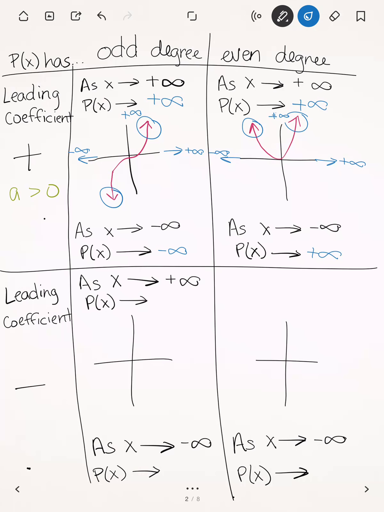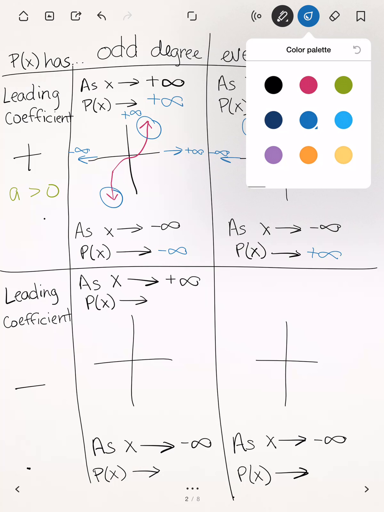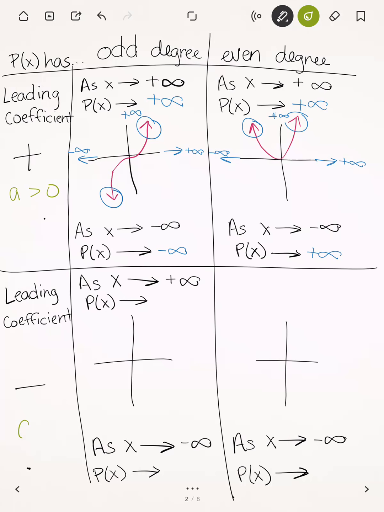So the main thing to know is that for an odd degree, my endpoints go in different directions. If it's a positive coefficient, it starts going down and it ends going up. If I have an even degree with a positive coefficient, they both go up in the same direction, the positive way. Now, if my leading coefficient is negative, or a is less than 0, meaning any negative number, that changes how my function looks.